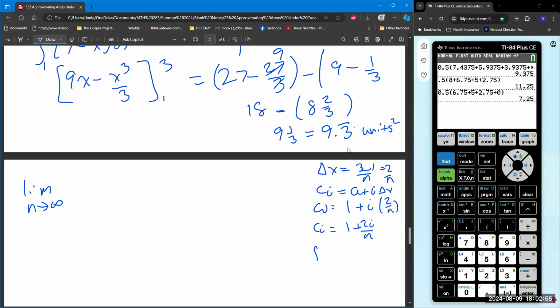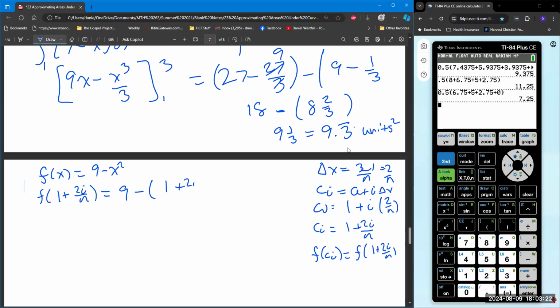My f of ci is equal to f of 1 plus 2i over n. So let's figure out what that is. f of x is equal to 9 minus x squared. f of 1 plus 2i over n. i is not the imaginary number here. It is just a counter, like we were using k just a little bit ago.